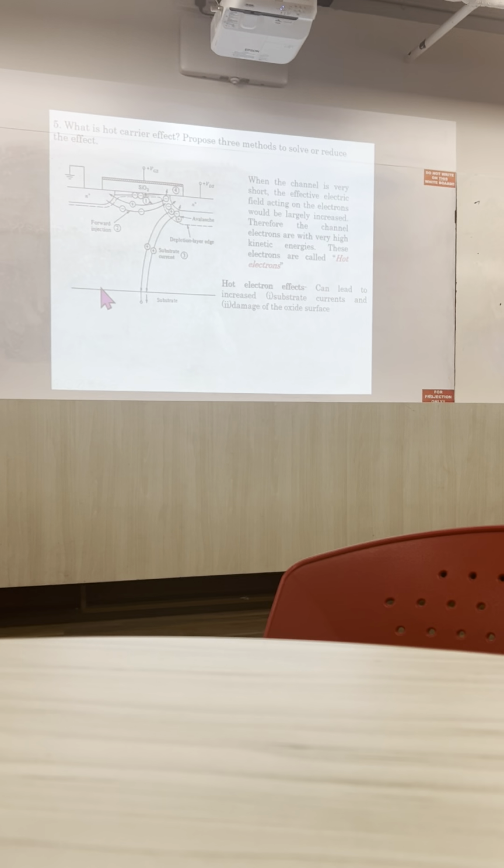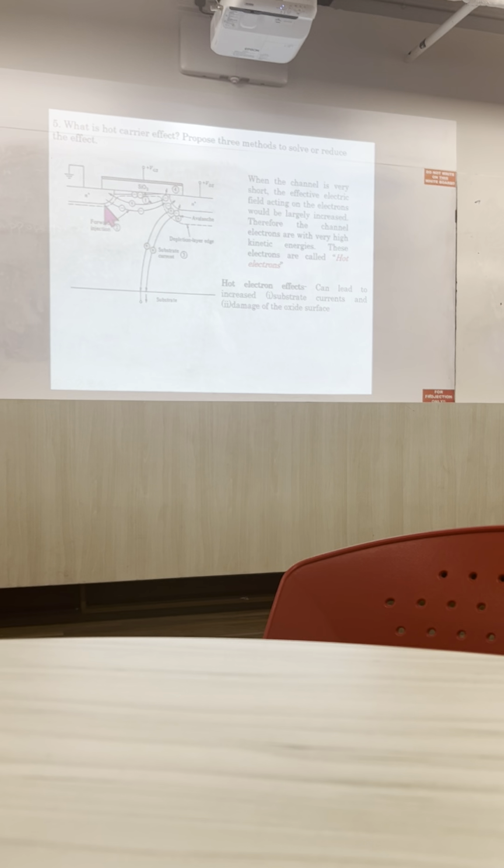So the next question is what is the hot carrier effect, and propose 3 methods to solve it. The hot carrier effect is part of lecture 3. So essentially what happens is when we make our source and drain very close to each other, that means we are making very small devices and you're still applying a high drain voltage, there is a very high electric field. That high electric field can accelerate the carrier. So a hot carrier is essentially a carrier with a lot of energy.